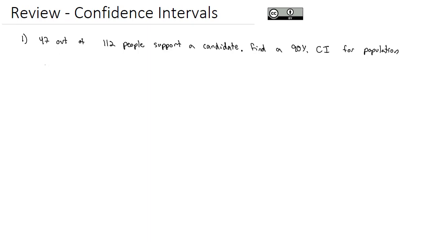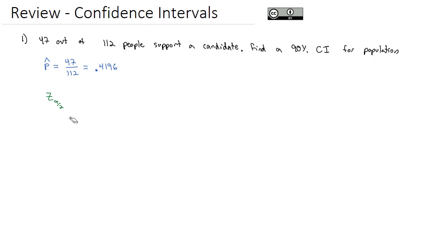First, we need to know what our proportion is to start off with, our p hat. That's going to be the 47 out of the 112 that support the candidate. And when I do 47 out of 112 on the calculator, I get 0.4196.